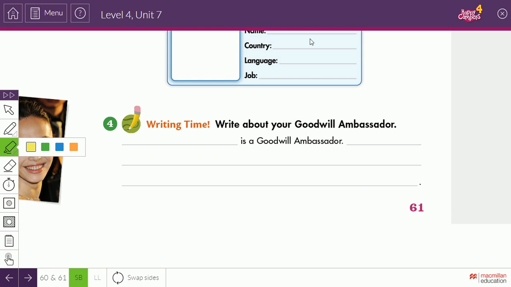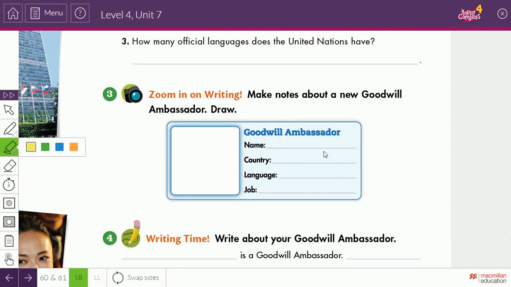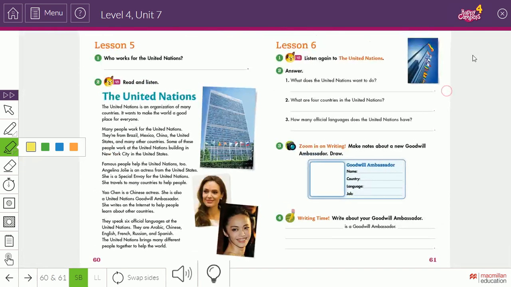So please use the information that you fill in on this card to make a paragraph. Then you can draw your favorite person here. But before you start writing, please send me the information that you wrote here. Send it to me to check if it is correct. Then I will accept it and you can put it in the paragraph. Okay, so that's it. This is the lesson of today.